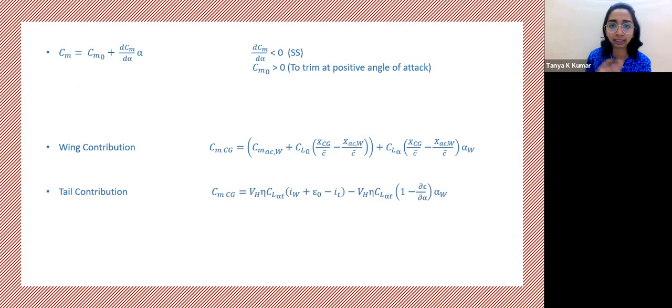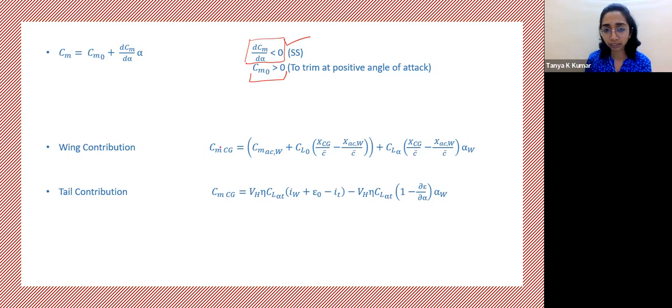We have studied these equations. The equation for pitching moment coefficient, where M is pitching moment and this is the pitching moment coefficient. The rest of the terms have similar notation as CL and CD. The condition necessary for static stability is that dCm upon d alpha should be less than 0. The other condition is Cm naught should be greater than 0, but that is not contributing towards static stability. For static stability, you need to remember that dCm upon d alpha is less than 0.